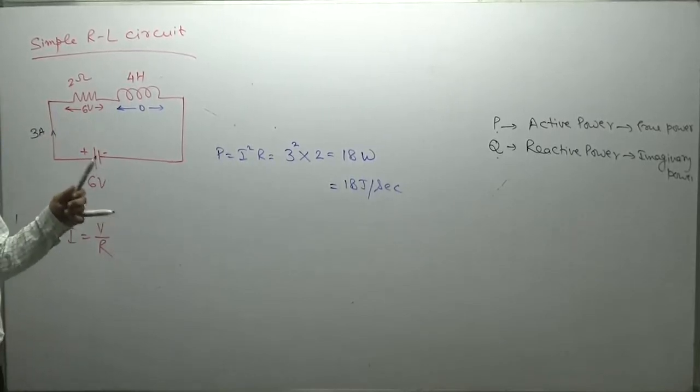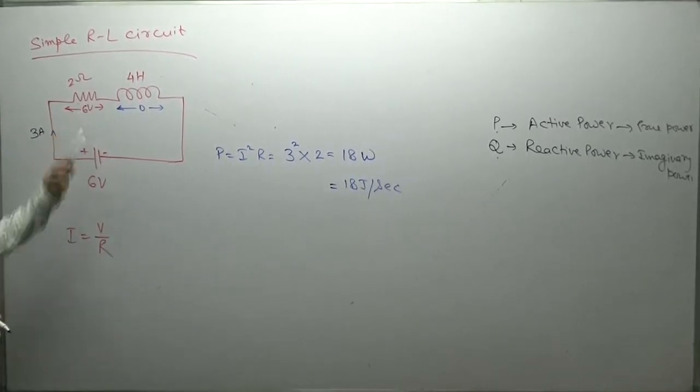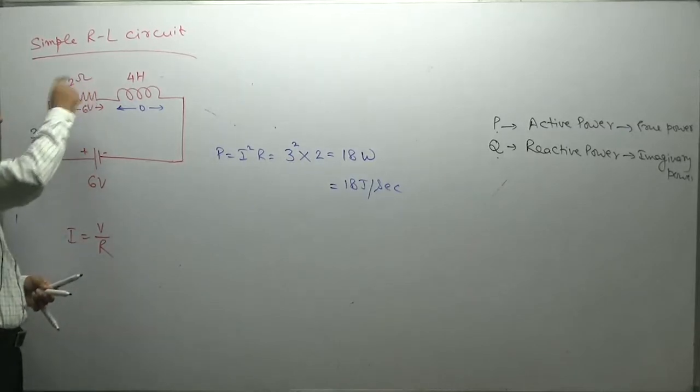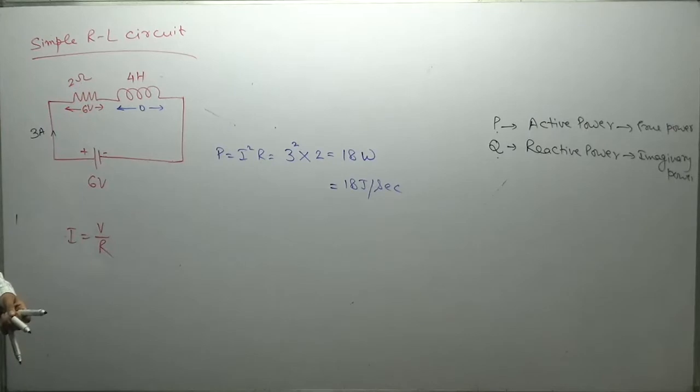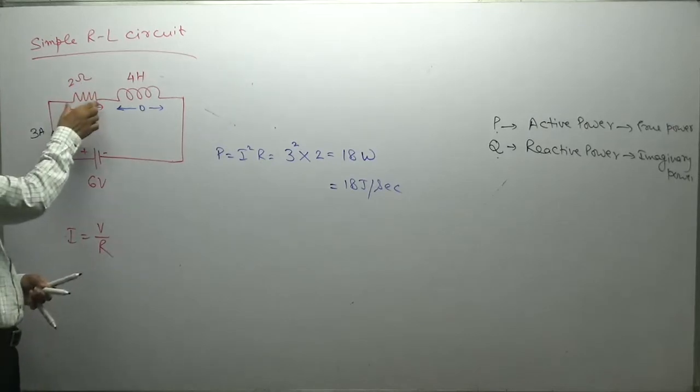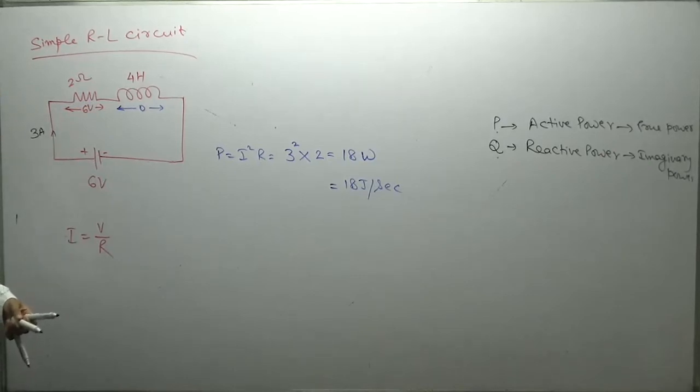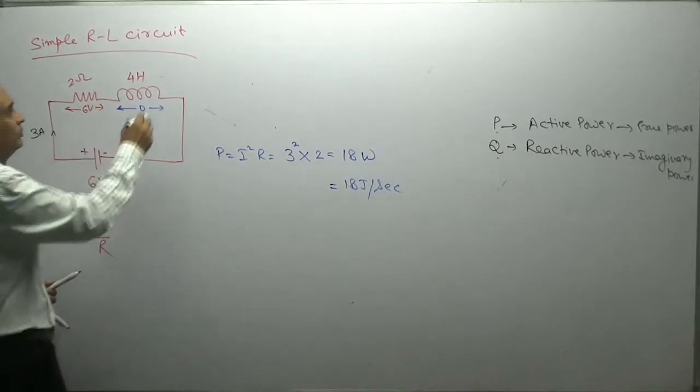So, you got the meaning of what is the active power? The resistor is consuming active power. It is 18 watt. It means it is consuming 18 joule energy per second and dissipating in the air. If you keep your finger near this resistor, you will find that it is hot, meaning its temperature is high, because it is dissipating the energy into the air. And what about the inductor?